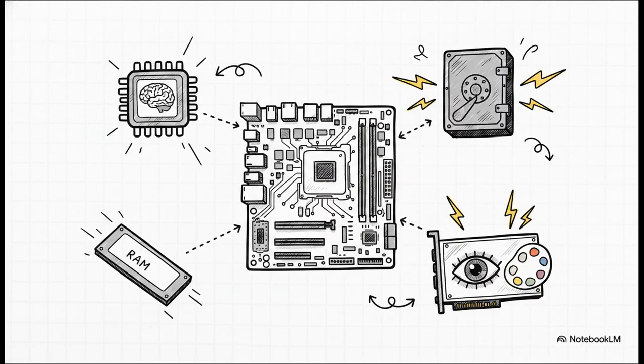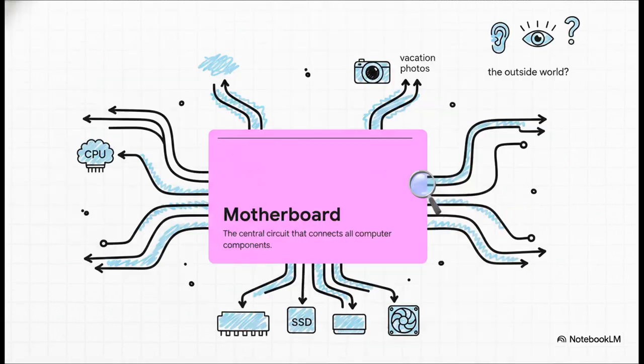And finally, the GPU, or graphics card. You can think of this as the machine's visual imagination, constantly translating complex math into the beautiful, rich images you see on your screen. Here's the crazy part. Take any single one of these 5 organs away, and the entire system instantly fails. Let's look a little closer at the absolute foundation of it all, the motherboard. It is the central circuit board of the entire operation.